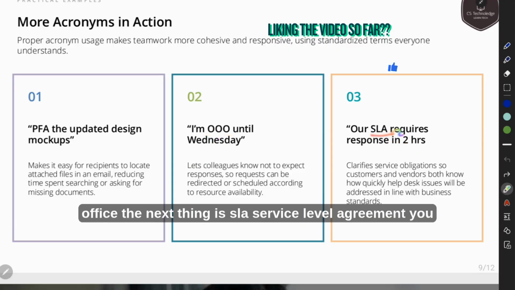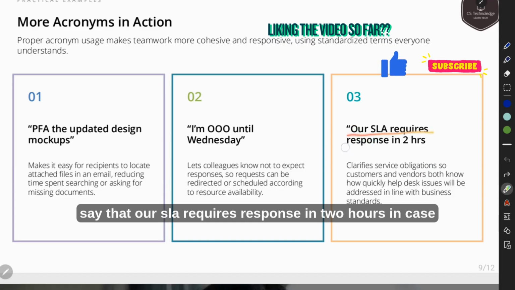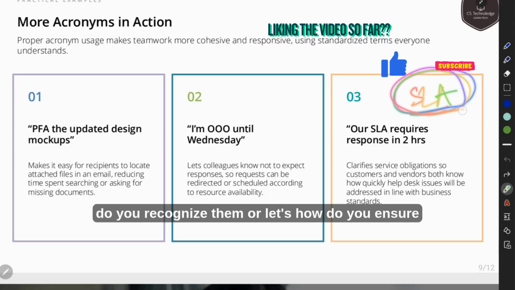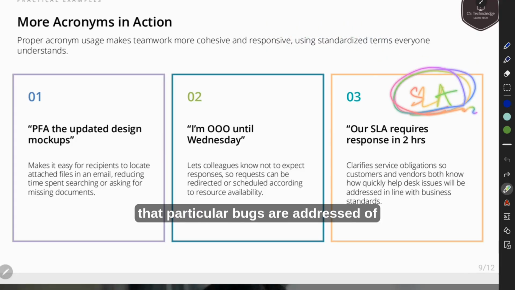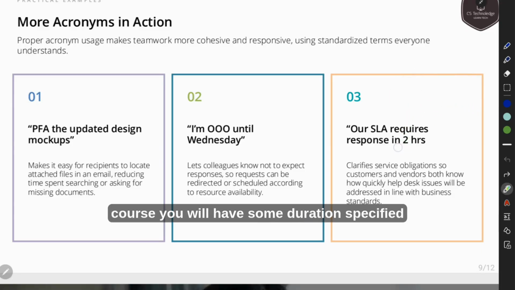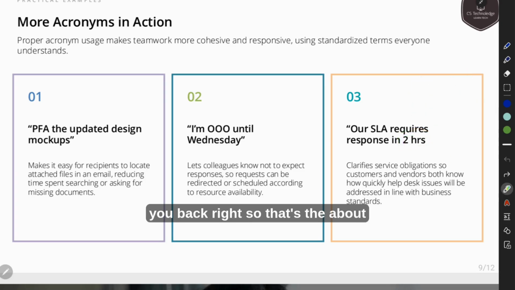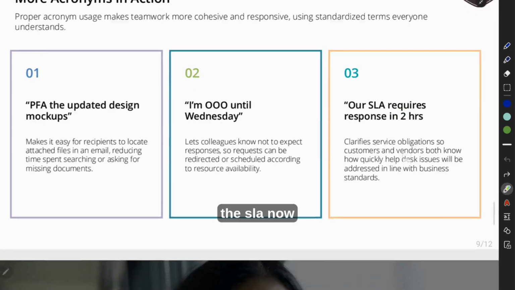The next thing is SLA, service level agreement. You say that our SLA requires response in 2 hours. In case you have an SLA with your client and the client has raised some bugs, how do you ensure that those bugs are addressed? Of course you will have some duration specified or agreed upon during your SLA, right? Or in your SOW, which is statement of work, right? So in that case, you will say that within 2 hours, I will get back to you, right? So that's about the SLA.